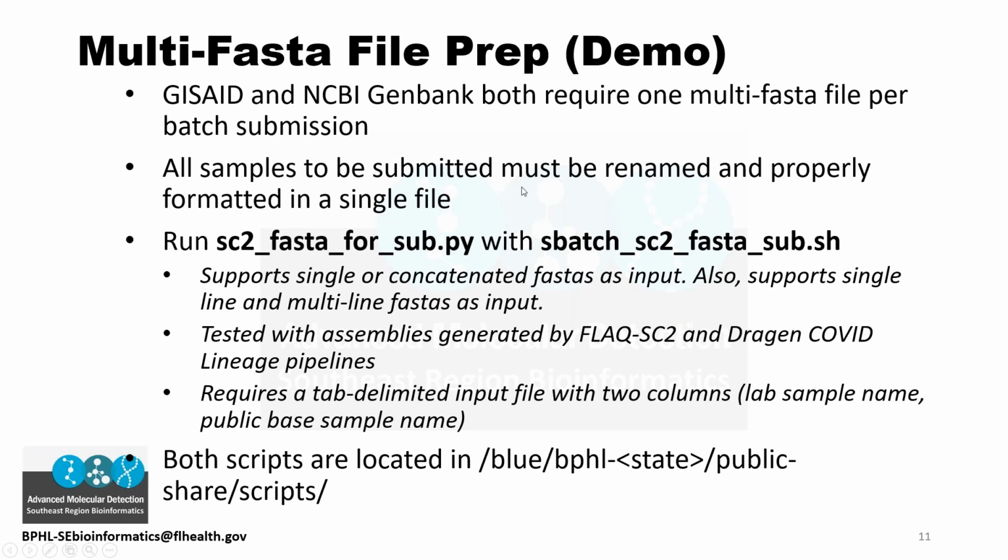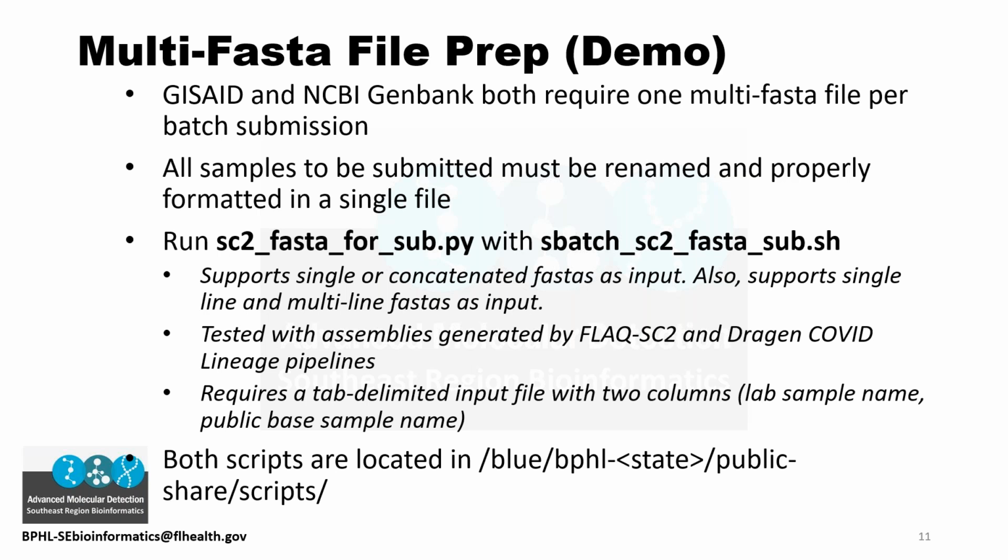And as I mentioned, all samples being submitted must be renamed to that public name. So again, that's what this file is doing. It's pulling from your input file, indicating which samples you want to prepare for submission. So if you had all of your assemblies in that input file, including the flagged ones and the passing ones, it's just going to pull out the passing ones based on what you put in that input file. It's going to rename everything. It's also going to reformat everything.